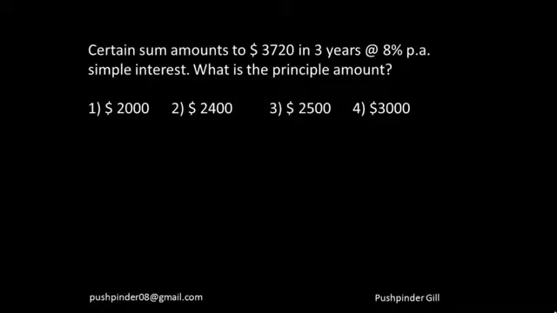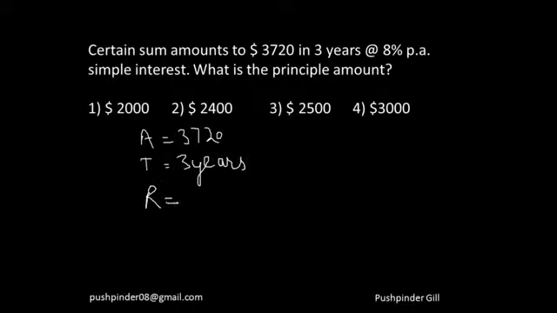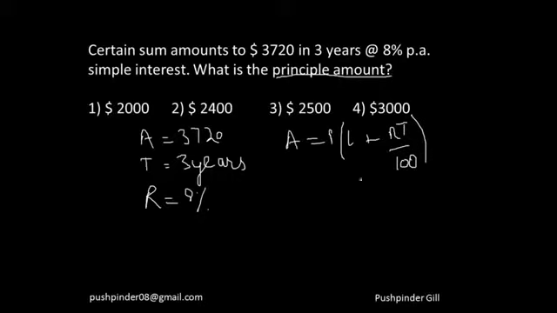Okay, now a certain sum amounts to 3720 in 3 years at 8% simple interest. What is the principal amount? So in this question, you already know that amount is equal to 3720. Fine. So what you need to do, you need to see what you have and what do you need. So the time is nothing but 3 years, and the rate is nothing but 8%. Fine. And he's asking you what is the principal amount. So if you know this expression, just substitute into that and you'll be able to find the answer.